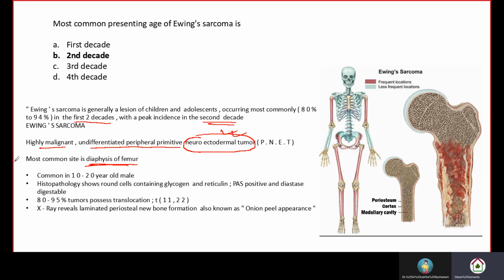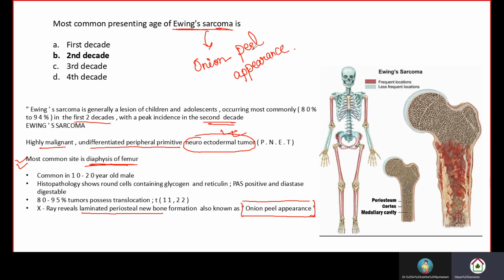Very, very important, all these facts are very important. Other sites are given here in the picture. An X-ray reveals laminated periosteal new bone formation, known as the very important onion peel appearance. Ewing sarcoma, the famous onion peel appearance. What is this appearance? Because periosteal new bone formation occurs.